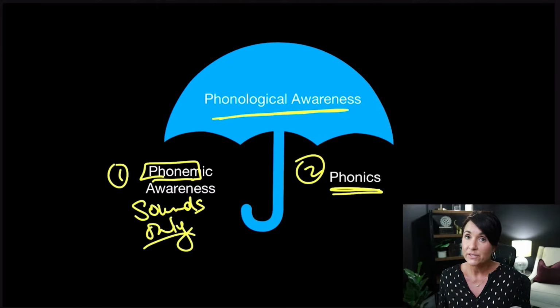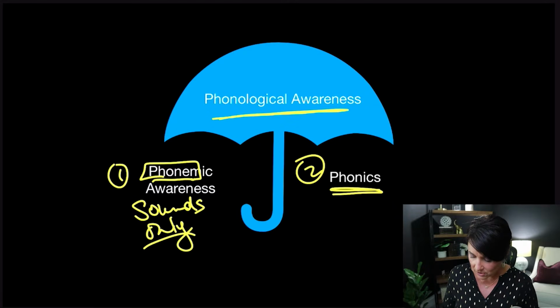Rhyming, substitution, deletion, those are all phonemic awareness activities because you do not have to look at the paper, write them down, or read them. You just listen for the sounds, and this is a sounds-only activity. Phonemic awareness comes first because that's a very beginning type skill that students need. And then we move into phonics.